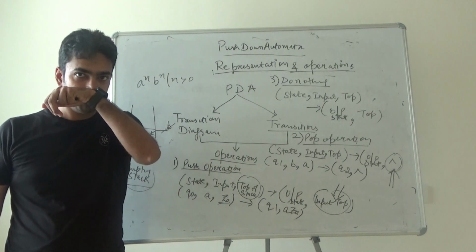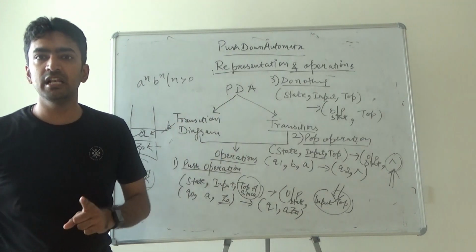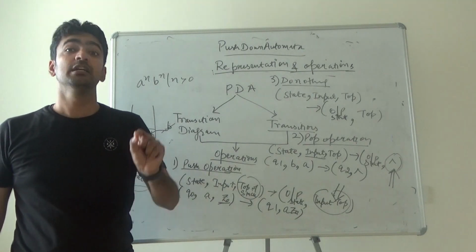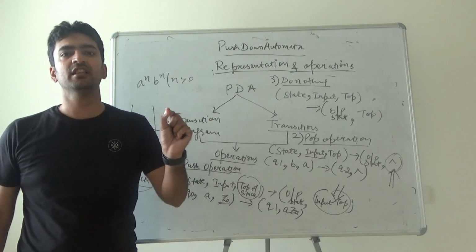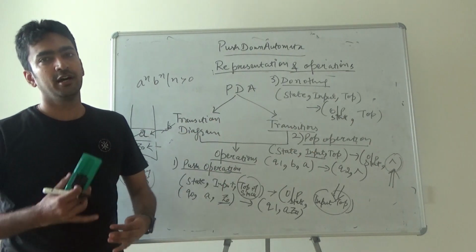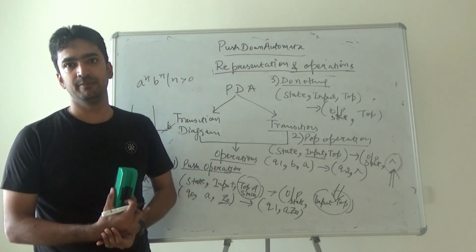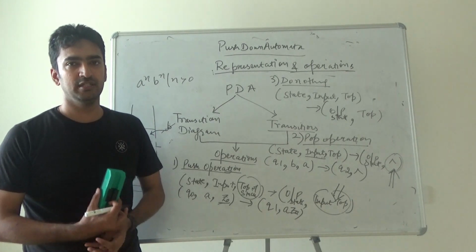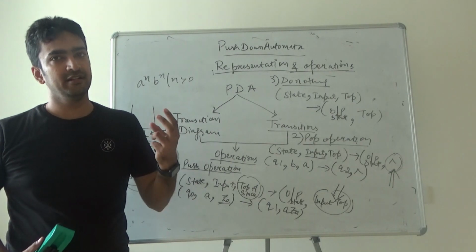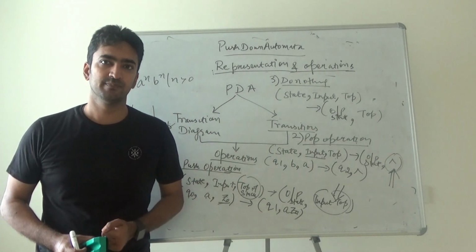The first answer is input top if a push operation happens. The second answer is null if a pop operation happens. And the third answer is top only if nothing happens. These three things you need to take care of. The rest, everything is dependent upon the question only. So these are the three simple operations of pushdown automata, and in the next video we will discuss how pushdown automata works. Thank you very much.